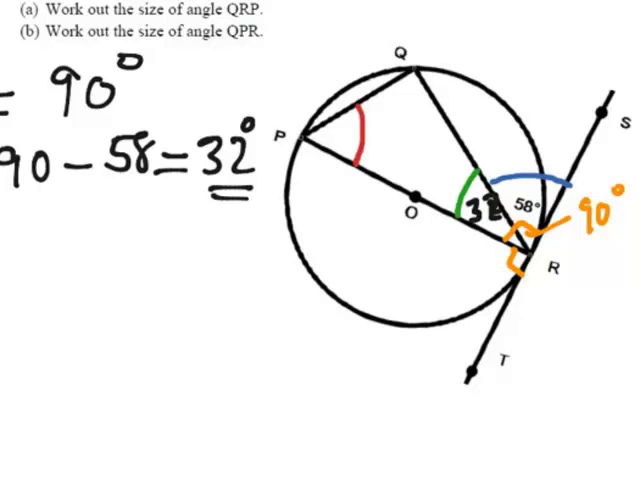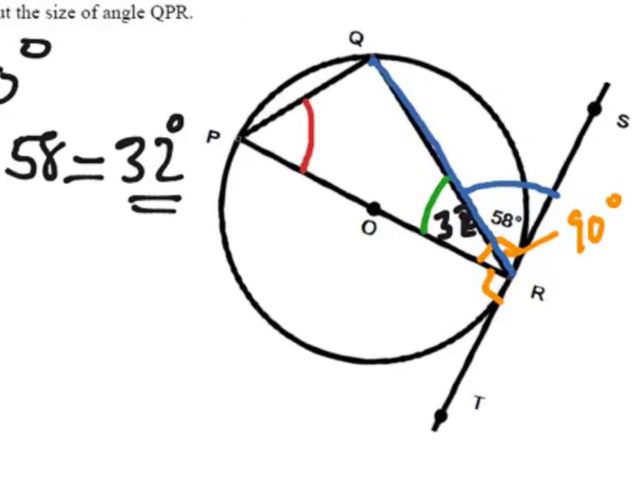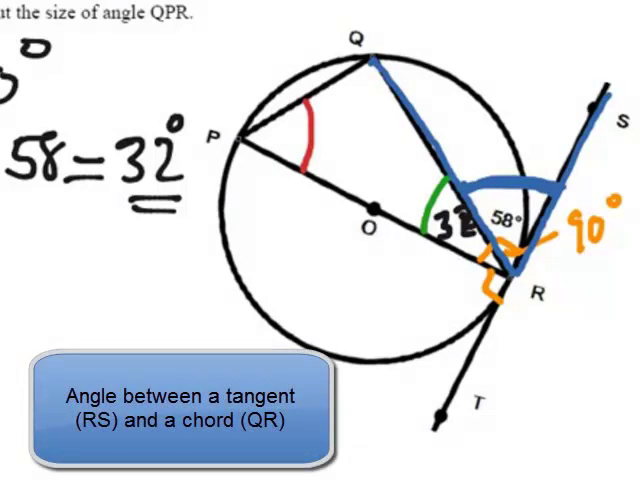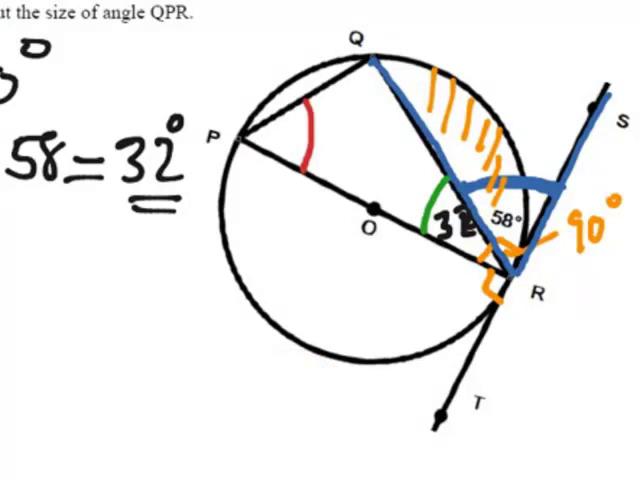QR is a chord of a circle and RS is a tangent. So this angle of 58 degrees is an angle between a chord and a tangent. There's a segment here between them. Now, the other side of that segment, the rest of the circle, is called the alternate segment in relation to the tangent and the chord.